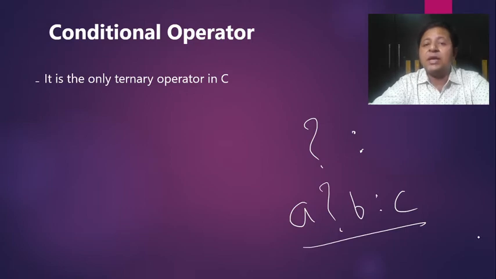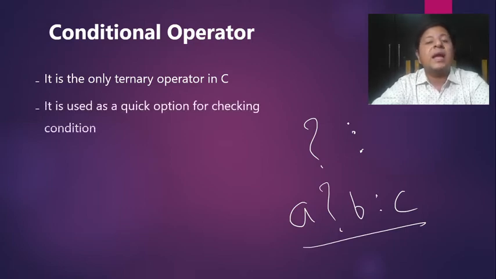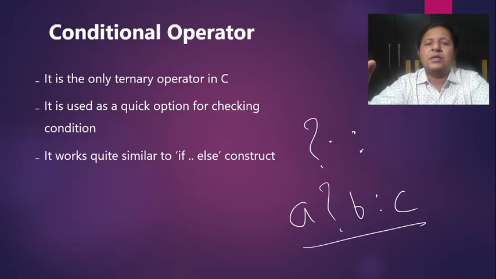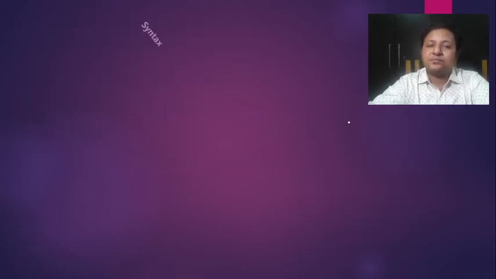So as I said, it is the only ternary operator in C. It is used as a quick option for checking a condition. As we move ahead, you will know that there is something called the if-else construct. It is quite parallel to that if-else construct for checking a condition. The only thing is that it is a shortcut manner for checking a condition, so whenever we feel like writing if as well as else together in a single statement, such an option can be used.